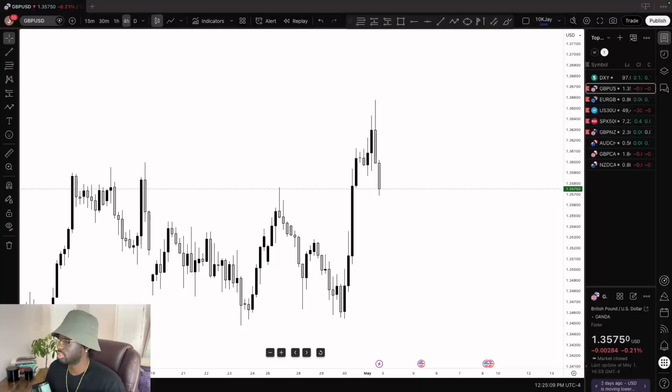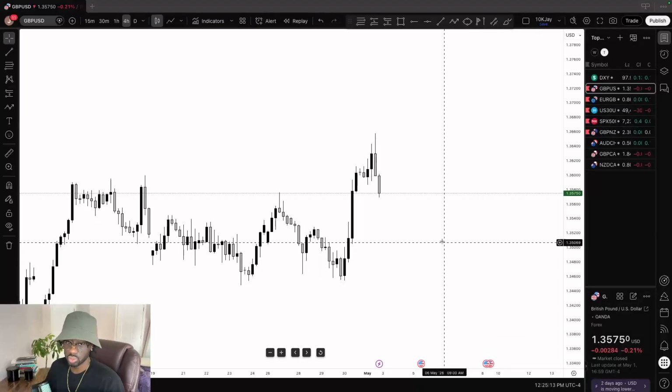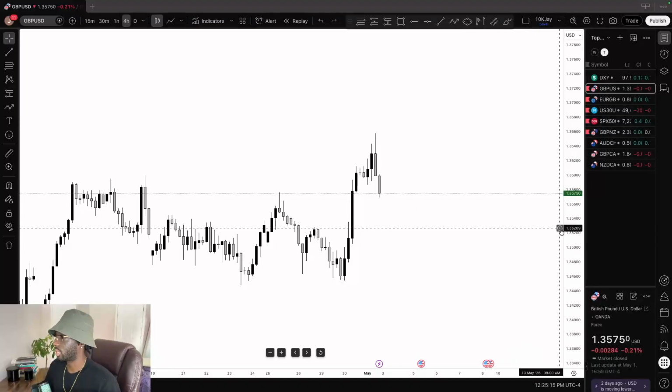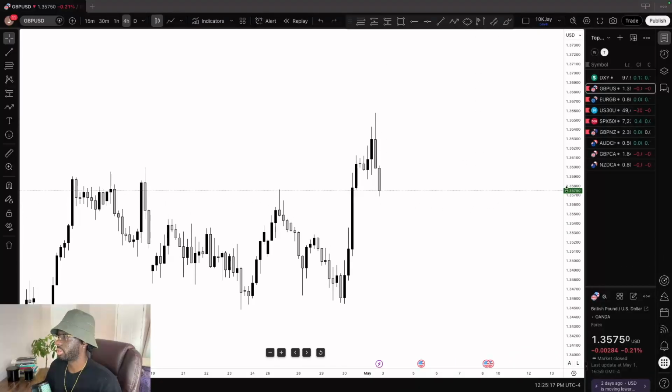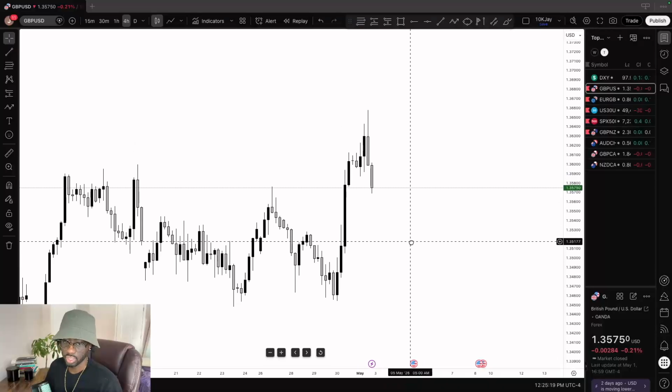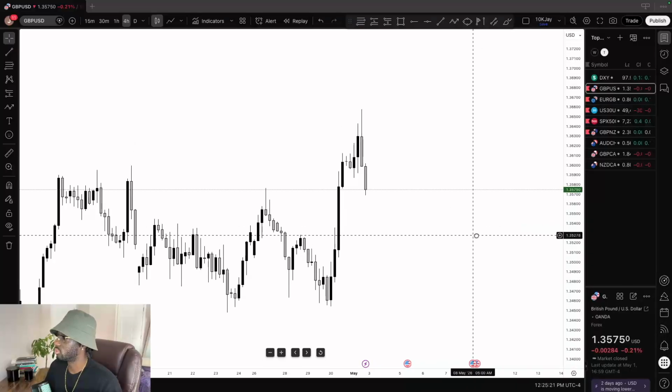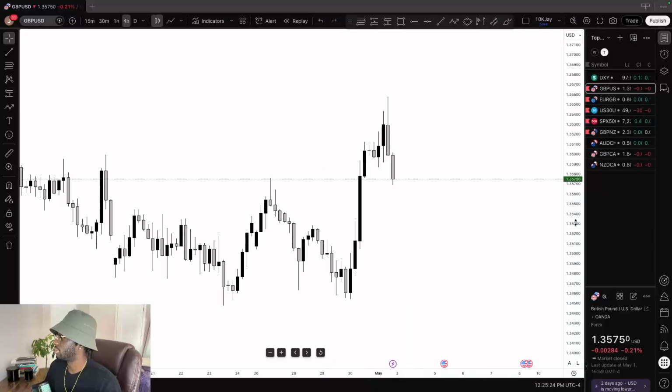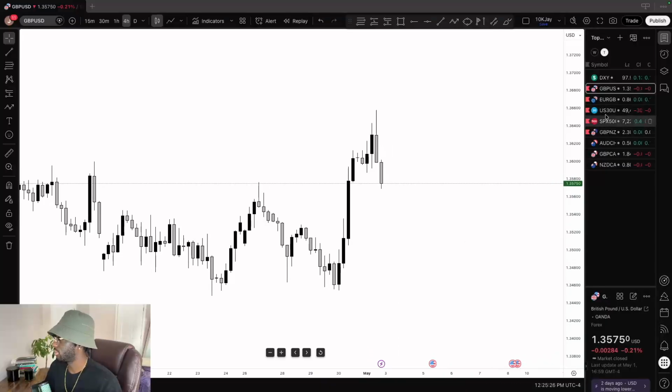So let's get right to the charts. These are my favorite setups of this week. And I'm just going to do a quick breakdown of exactly how I set up and prepare my charts for the week ahead. So let's get right to it. I'm not going to do too much talking. First setup, I like GBPUSD.